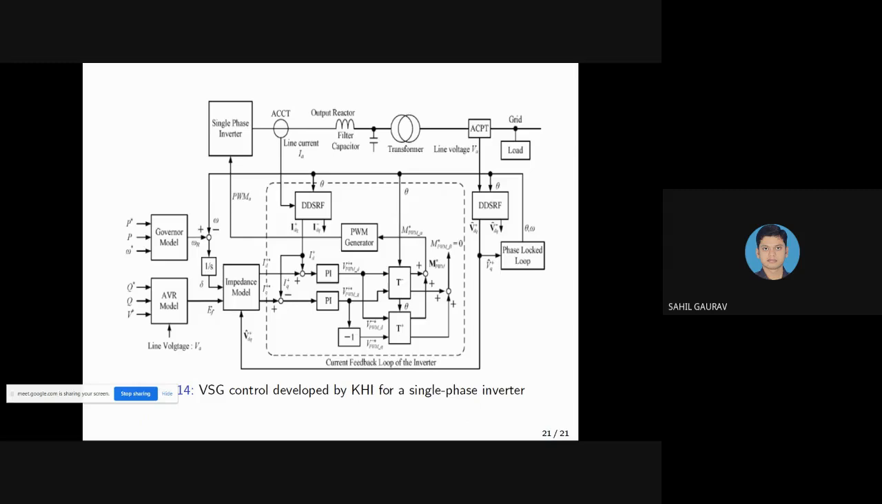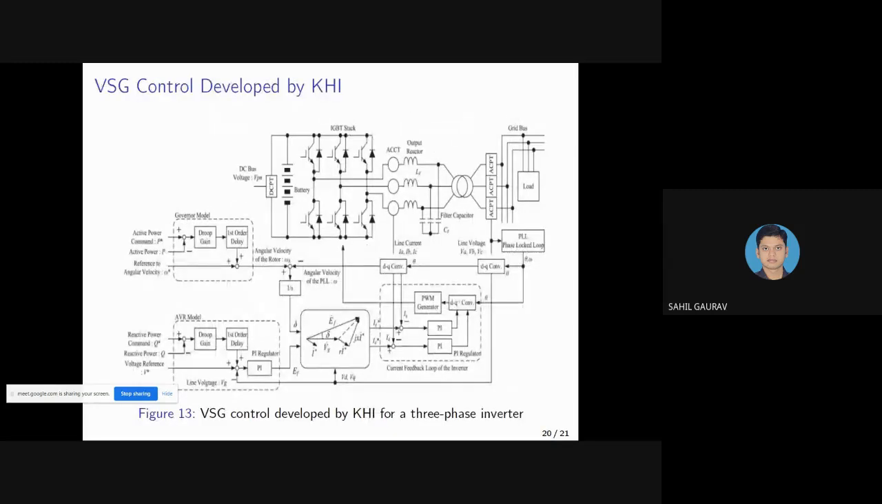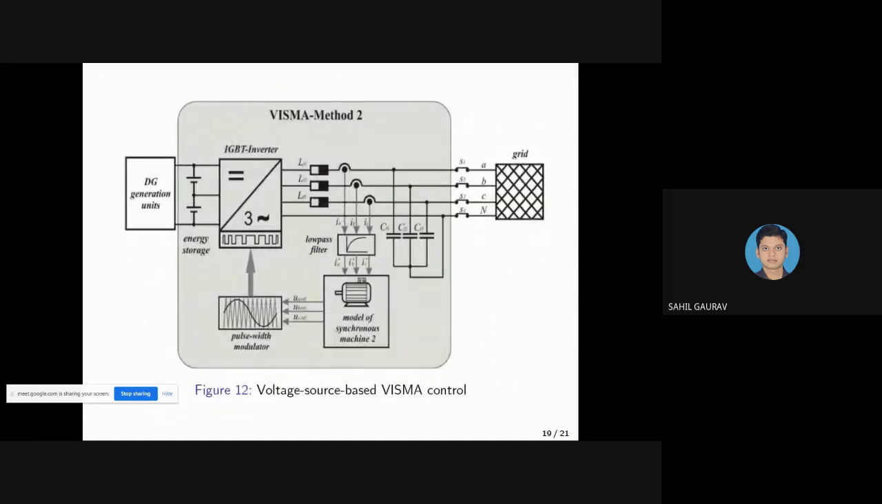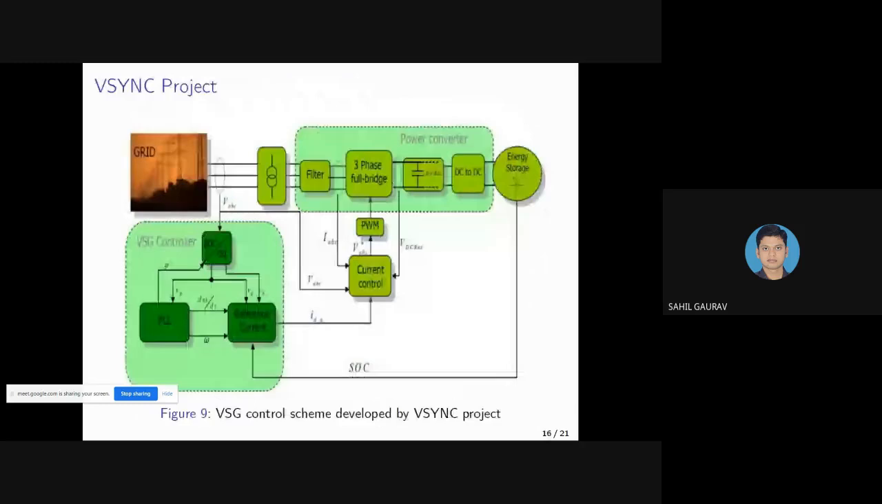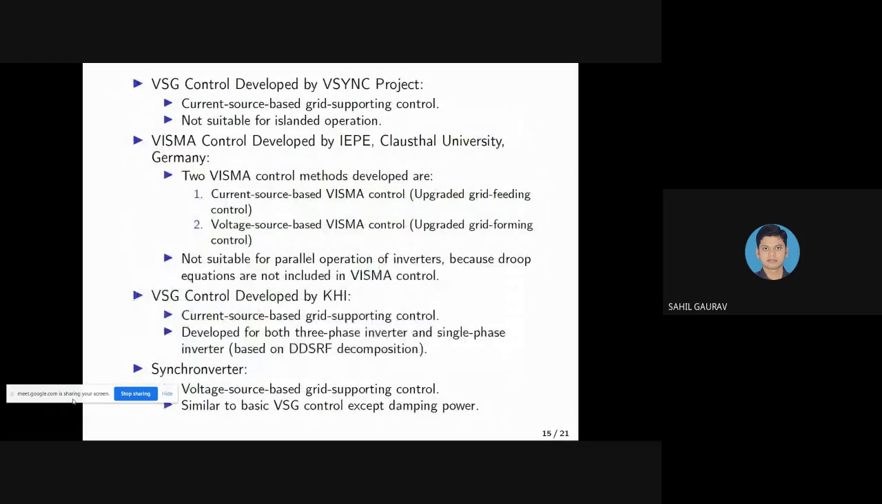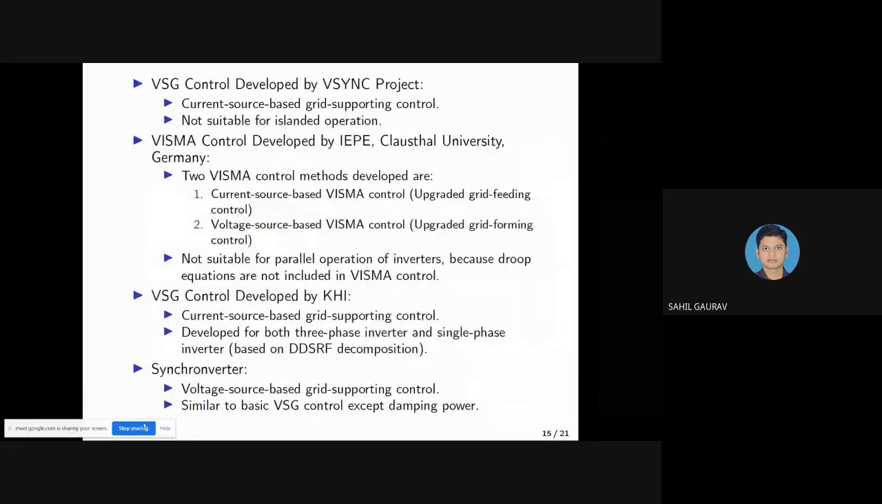And the last one, the synchronous inverter. Another well-known inertial inverter control is called the synchronous inverter, proposed by Professor QC Zhong for the three-phase inverter. The figure is not shown in the book, so I will explain the basic theory behind the synchronous inverter. The principle of the synchronous inverter is very similar to the basic VSG control, except that the damping power introduced by the damper winding is not emulated in the synchronous inverter control. And the synchronous inverter is also a voltage source based grid supporting control.